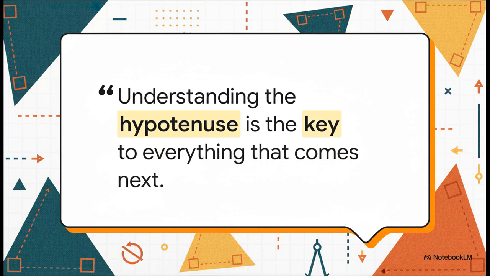Now, we've got to talk about one of its most important features, the hypotenuse. It sounds like a complicated word, but it's not. It's just the side that's opposite the right angle. And here's the kicker. It's always the longest one. Getting a handle on this one side is absolutely crucial because it's the key that unlocks all the powerful math that makes this triangle so incredibly useful.